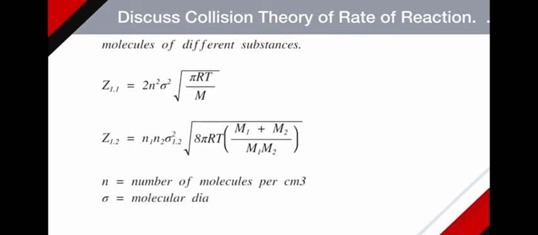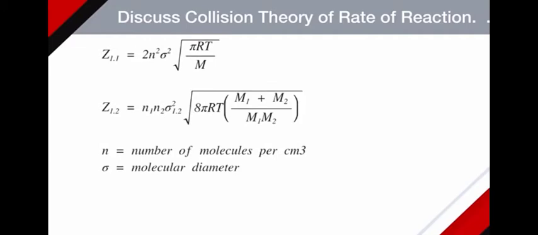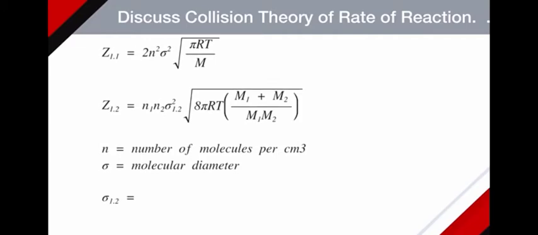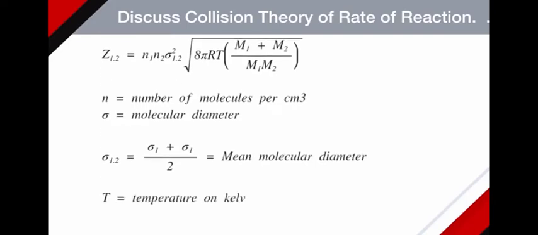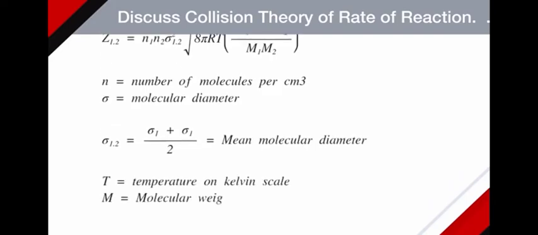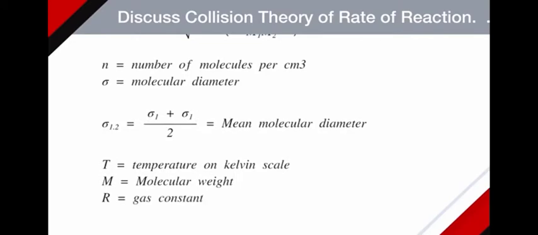where n is the number of molecules per centimeter cube, sigma is molecular diameter. So in case of different molecules we take the average, that is sigma 1,2 becomes sigma 1 plus sigma 2 divided by 2, which is the mean molecular diameter. T is the temperature on Kelvin scale, m is the molecular weight, and R is the gas constant.